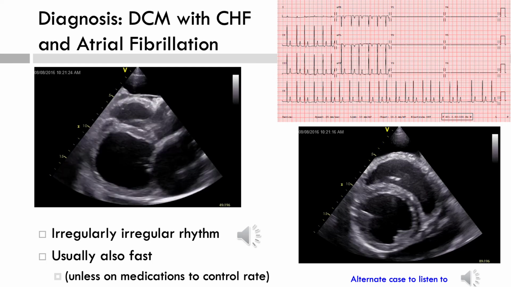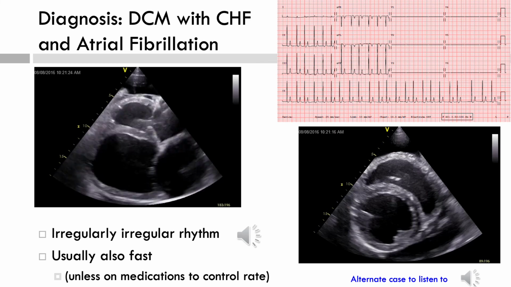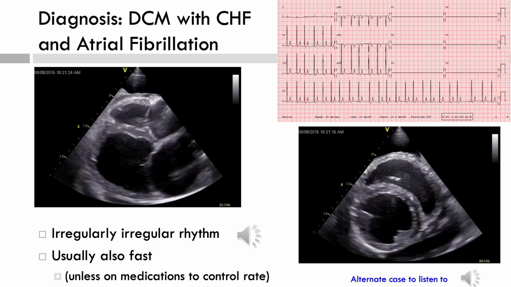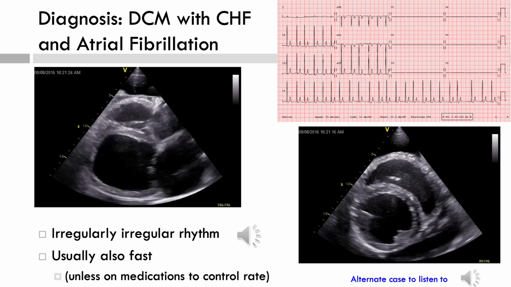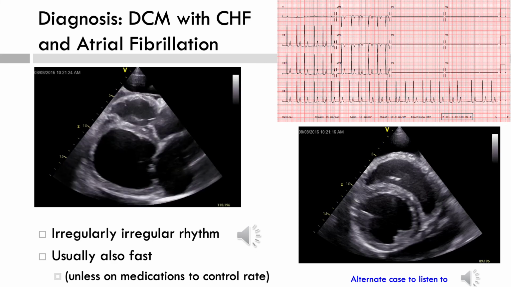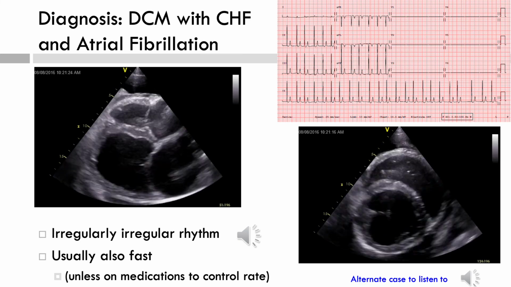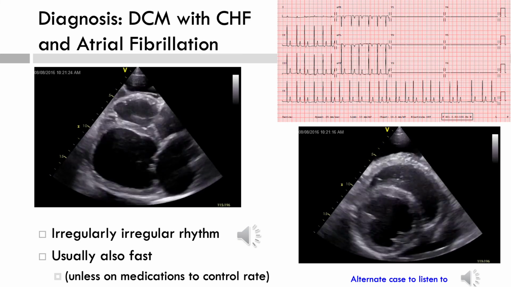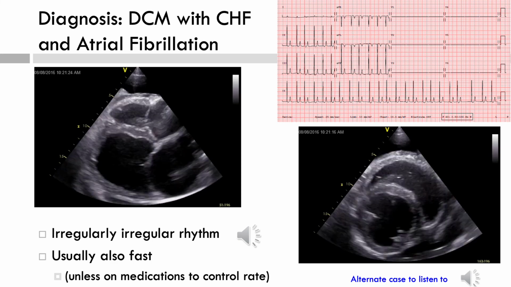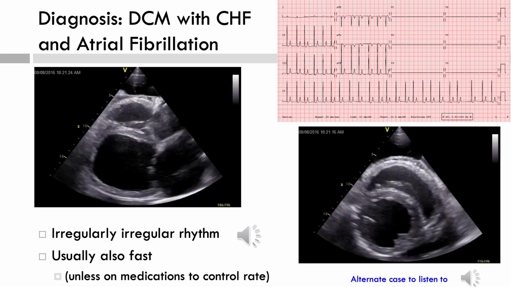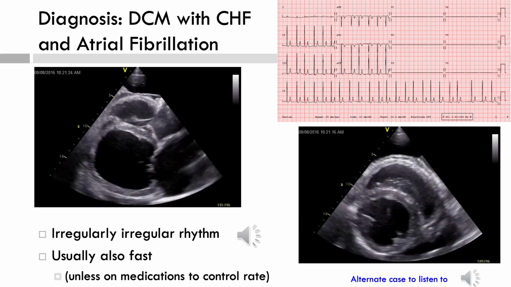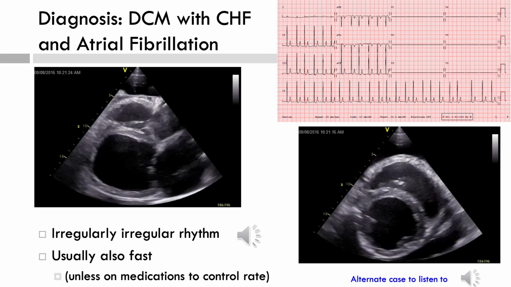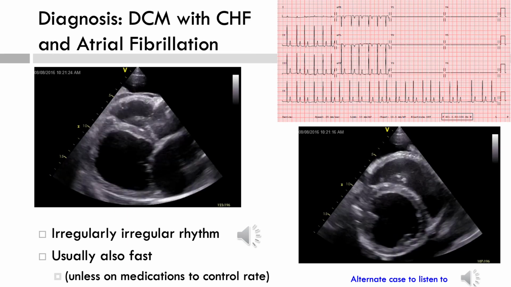The echo on the left shows an animal with dilated cardiomyopathy. There's a little pleural effusion, but dilation of all 4 cardiac chambers and reduced contractile function on a long axis echo view. And on the short axis echo view, we again see dilation of the right ventricle and the left ventricle with reduced contractile function and pleural effusion. There's an alternate case, another animal with atrial fibrillation to listen to. Let's give that a quick listen.